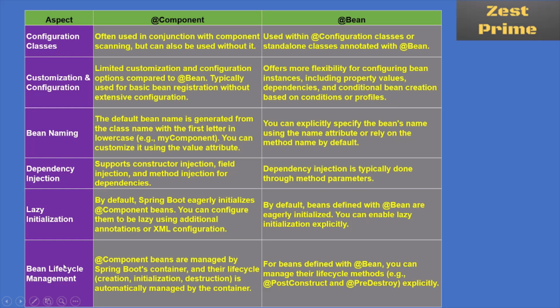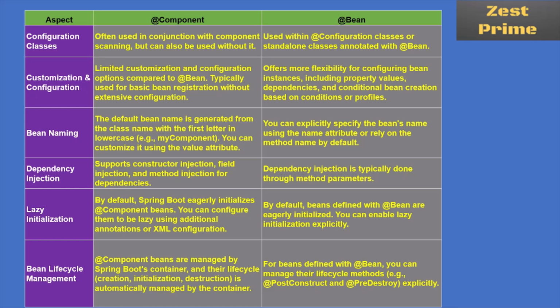And the last one is bean lifecycle methods. Spring Boot manages the component lifecycle, like when it will be created, when it will be initialized, and when it will be destroyed, automatically. So we don't need to take care. If you want to change anything, then we have to use it explicitly. But all the bean management is done automatically by the Spring Boot container.